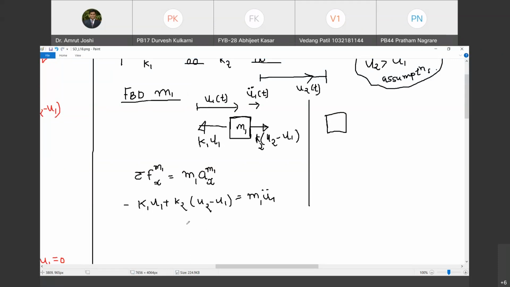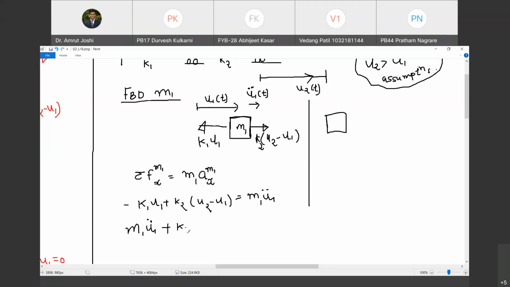Happy? Rearrange the terms. What do you get? m1 u1 double dot. Look, k1 u1 goes on the other side, becomes positive. This k2 u1 goes on the other side, becomes positive because it is negative. Do you agree with me? Here it is negative. So therefore what am I going to get?